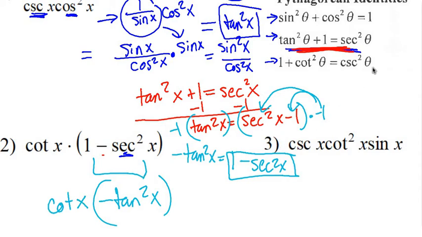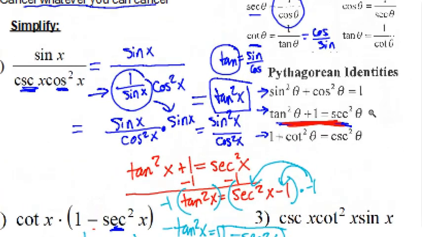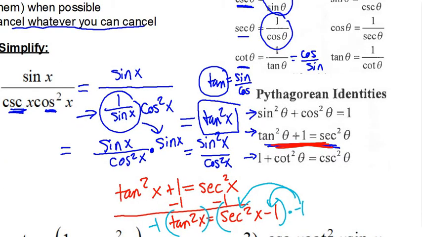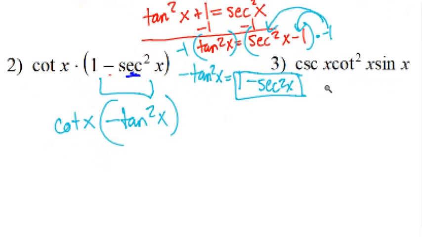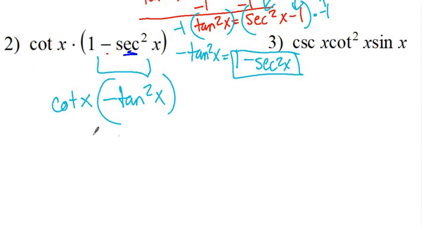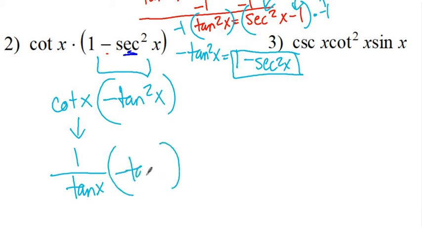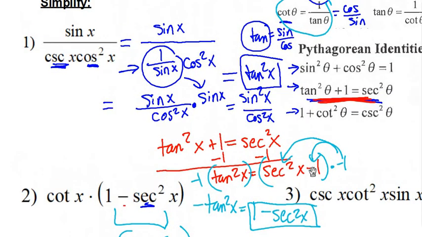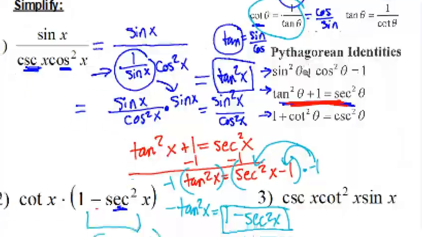Now we're going to use another identity. When in doubt, change everything into sines and cosines, and you might not have to do this if you notice something. Cotan is the same as 1 over tan. So you could change everything to sines and cosines here, or I could say this is like 1 over tangent, and then I'm multiplying it by negative tan squared of x. Well, then the last step on our 3-step process says, number 3, cancel whenever you can cancel.